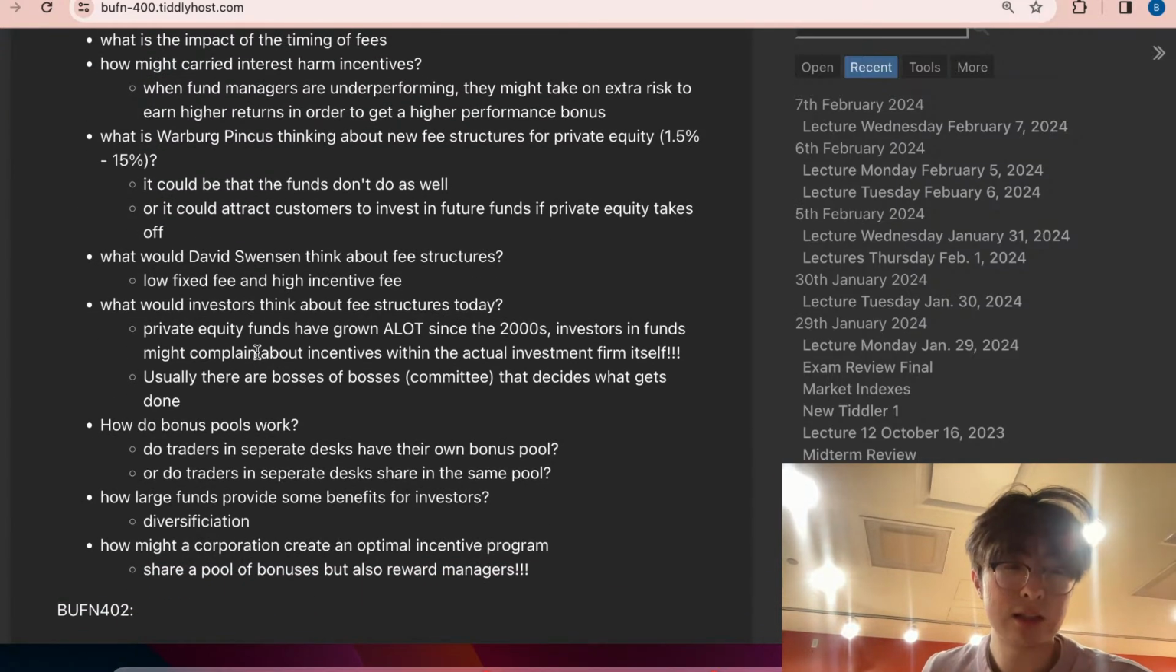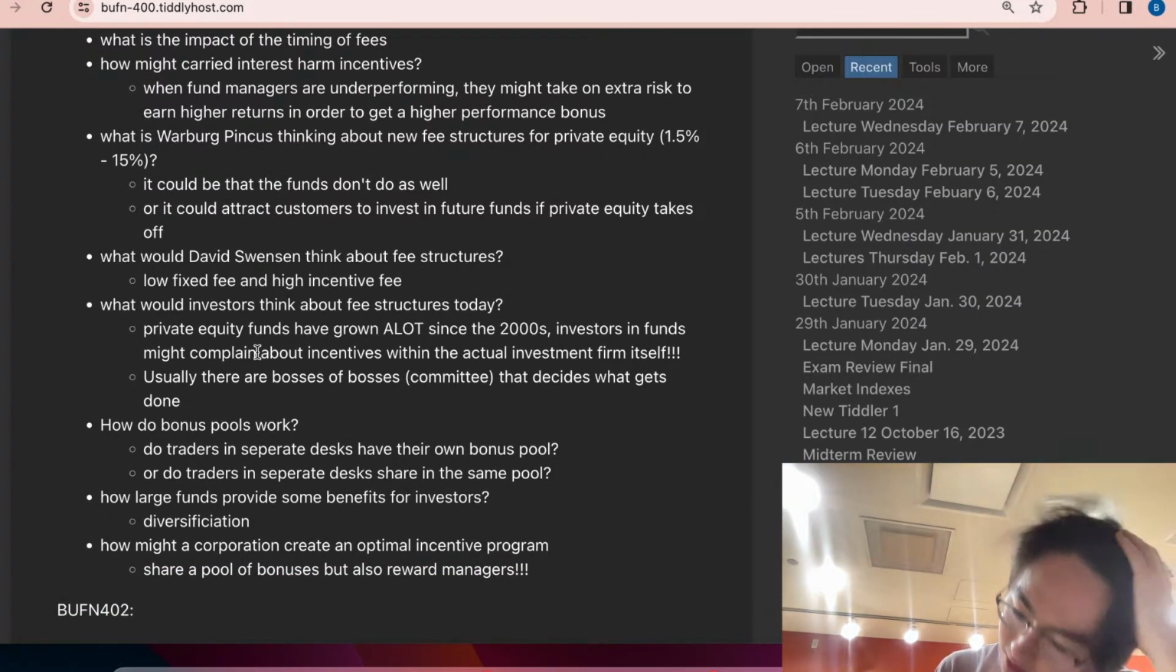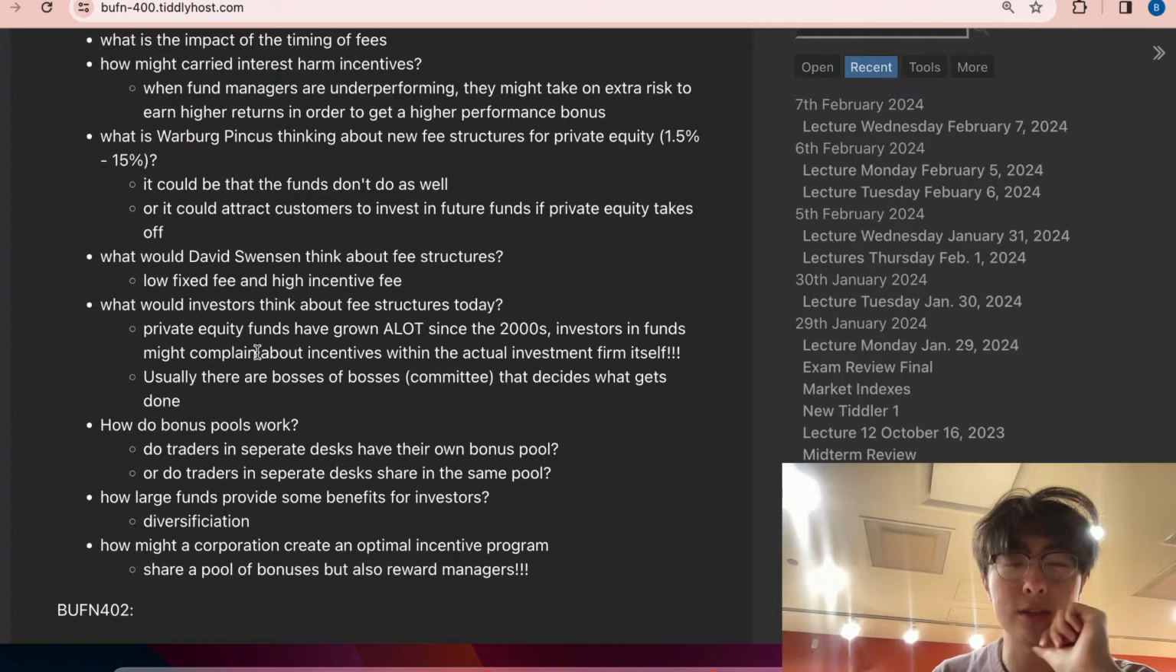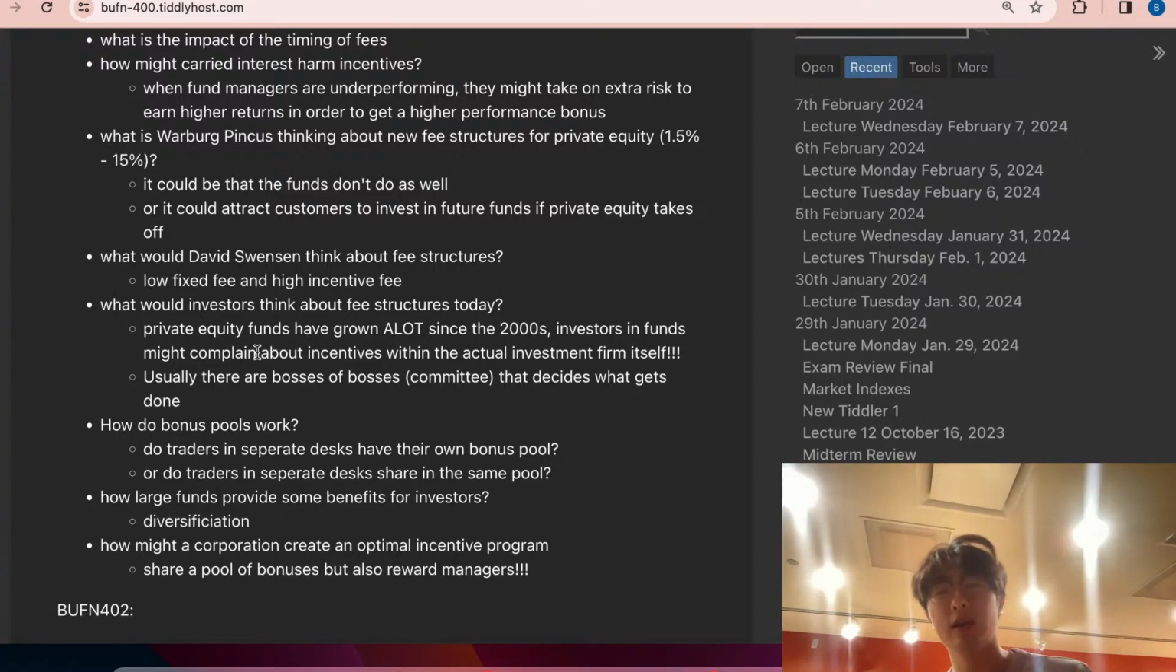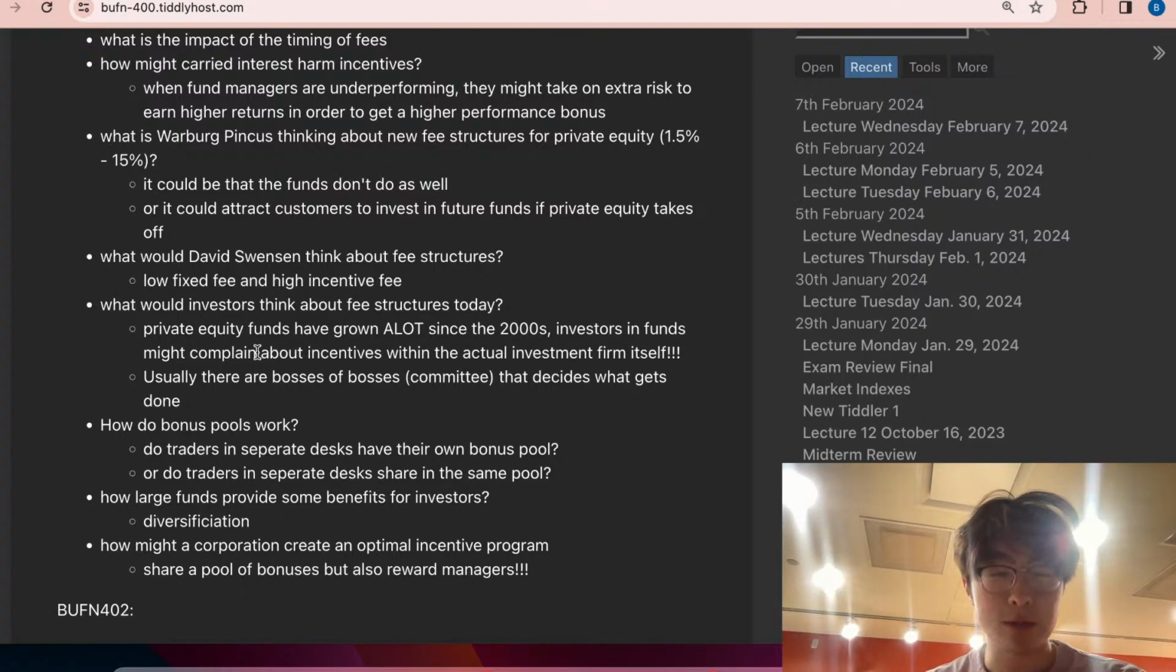And what would David Swenson think about fee structures? Going back to David Swenson and his philosophy with portfolio and asset allocation, choosing investment managers specifically, he would think that there would be a low fixed percentage that gets taken, and he would really emphasize aligning incentives with higher returns. That's done with the 20% carried interest.